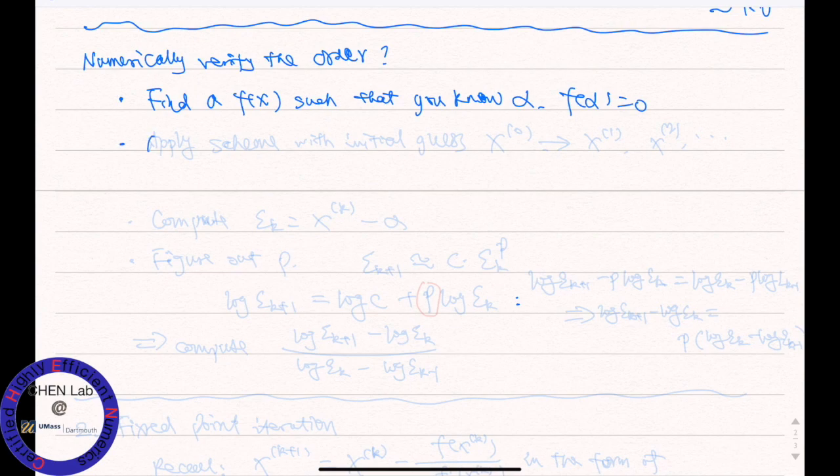And then you apply some scheme, either bisection or chord or secant, whatever, right? You go with the initial guess, epsilon 0. Of course, you better not choose that to be alpha, even though you know alpha. So start away from alpha. And then you get your x1, x2, and so on and so forth, right?